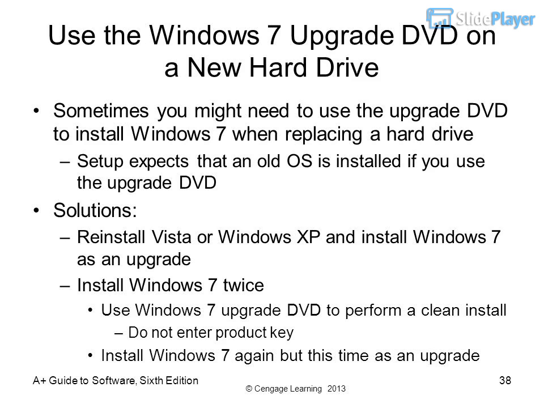Use the Windows 7 upgrade DVD on a new hard drive. Sometimes you might need to use the upgrade DVD to install Windows 7 when replacing a hard drive. Setup expects that an old OS is installed if you use the upgrade DVD. Solutions: reinstall Vista or Windows XP and install Windows 7 as an upgrade. Or install Windows 7 twice. Use the Windows 7 upgrade DVD to perform a clean install. Do not enter the product key. Install Windows 7 again, but this time as an upgrade.